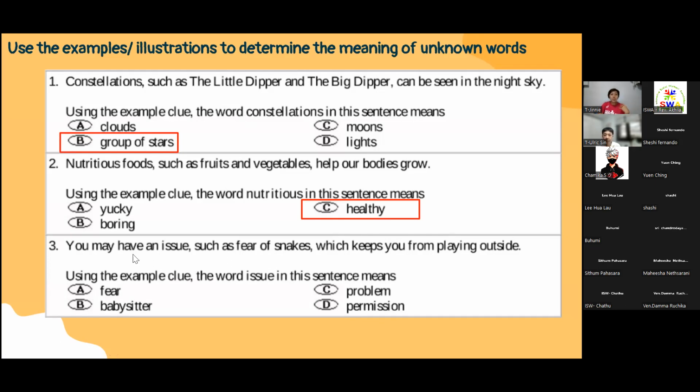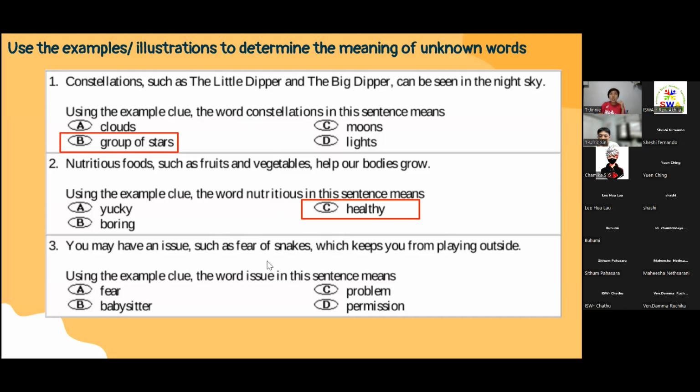You may have an issue such as fear of snakes, which keeps you from playing outside. There is an example of fear of snake, right? That's why you're guessing that it is fear. But remember, the examples and illustration do not give you the meaning. It does not give you the meaning of issue.